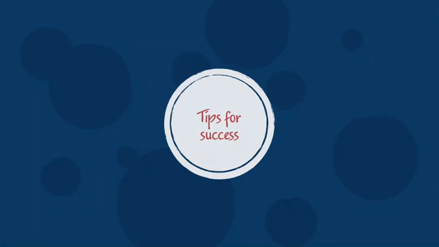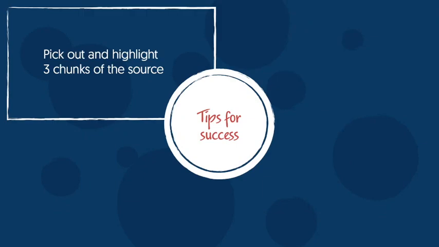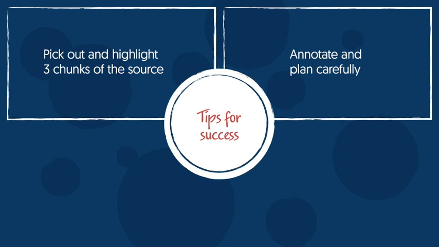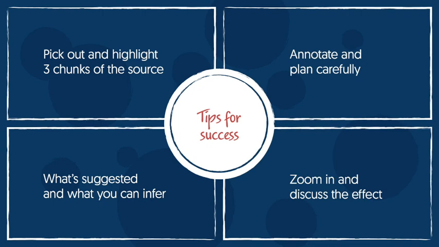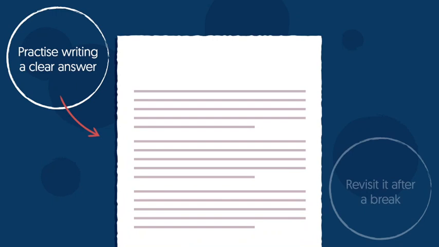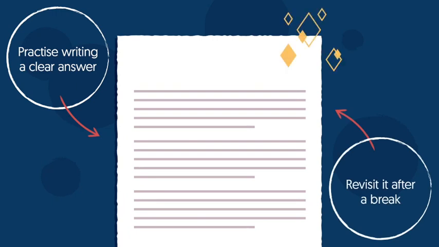Some tips for success with this question are: pick out and highlight roughly 3 good chunks of the source, annotate and plan carefully, think about what's suggested to you and what you can infer, and zoom in on language and structure and discuss the effect. It's a really good idea to practice writing a clear and sensible answer, then revisit it after a little break, to see how you could add some polish and sparkle to the way it's phrased, or to add more detail.